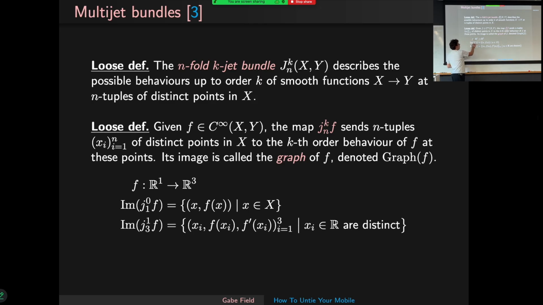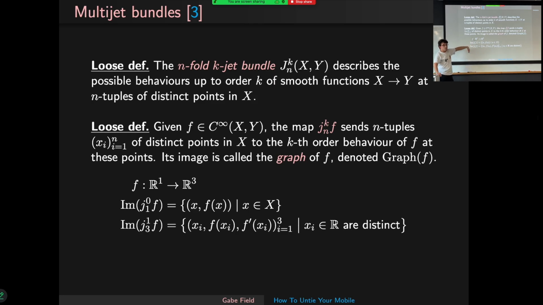what this is, is one input point, and I'm looking at the output behavior up to order 0. So if I collect all those together in a set, one input point, just the output behavior up to order 0, I have literally the graph of f. That's why it's called graph of f in all these other cases.